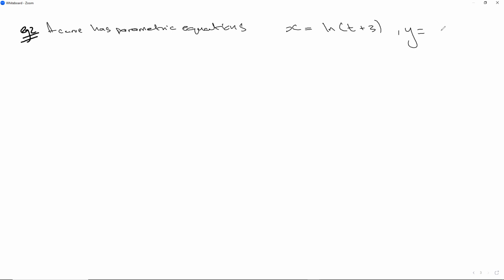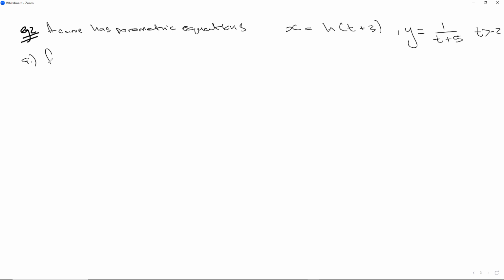All right, so example number 2. A curve has parametric equations. Let's make it a little finer. They've given us x equals ln t plus 3 and y equals 1 over t plus 5, and t is greater than -2. Find the Cartesian equation of the curve of the form.